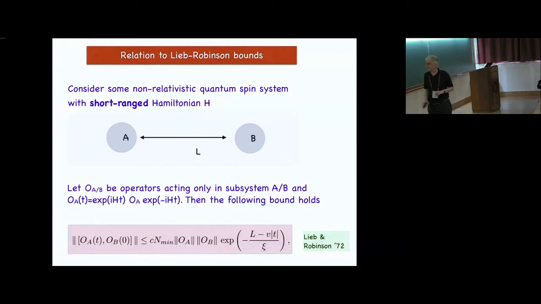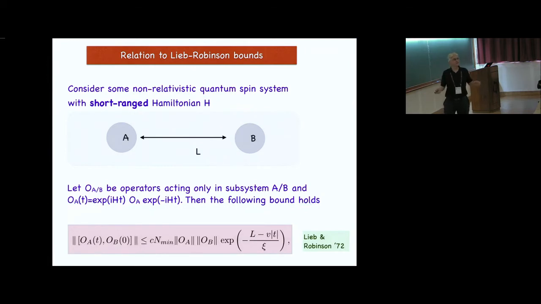So there's an exponential bound: e to the minus L, which is the separation, minus some velocity, called the Lieb-Robinson velocity, times the time at which you evaluate this operator, divided by some length scale, xi. So the theorem is there exists a xi and there exists a v such that this operator bound holds. It's a bound on operators, so it has nothing to do with states. It holds for any states, if you wish.